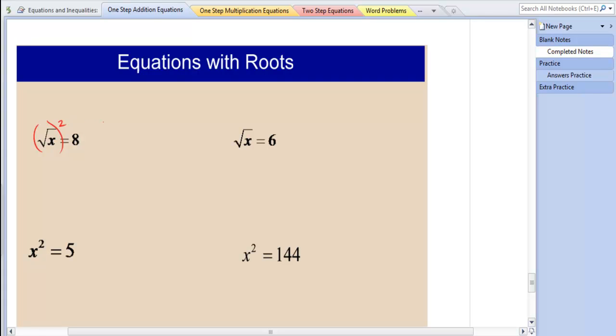If we square the left side, what are we going to have to do to keep this equation balanced? We're going to have to square the right side as well. So the square root and the square cancel, and we're left with x. And x squared is 64. Again, we can check this to make sure it works. The square root of 64 does equal 8. So that is correct. Here's our original equation. The square root of 64 equals 8.